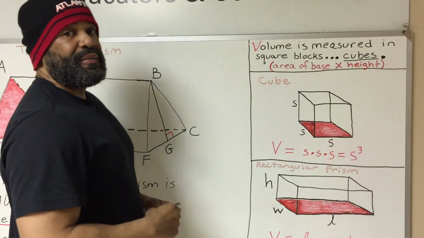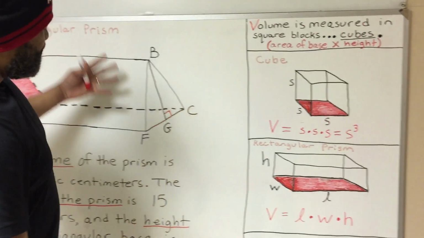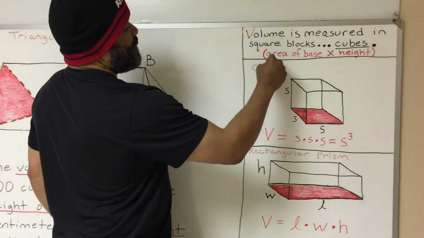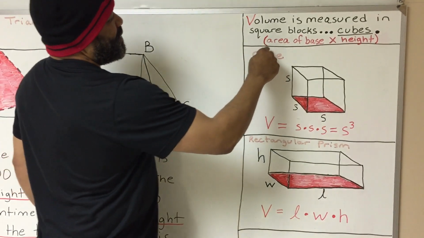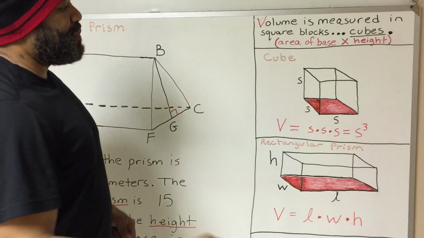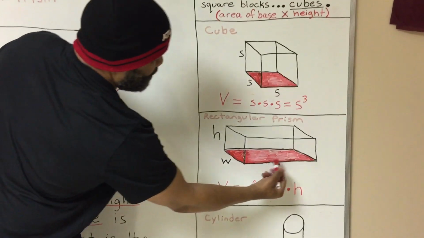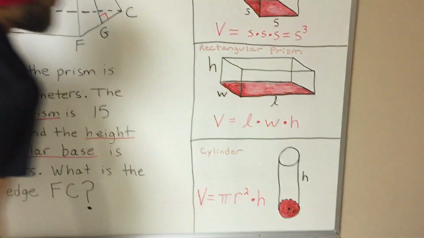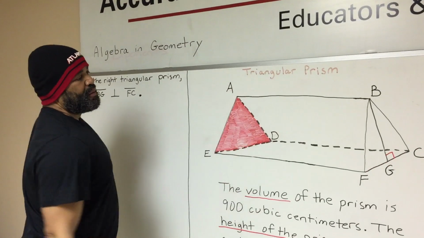Now here's the shortcut. Love shortcuts. Volume in these geometric shapes, these are called simplified geometric shapes, because they're the basics. The area of the base times the height is going to give you your answer. So what am I talking about? I colored in the base on this cube. I colored in the base on this rectangular prism. I colored in the base on this cylinder. I colored in one of the bases on this triangular prism.